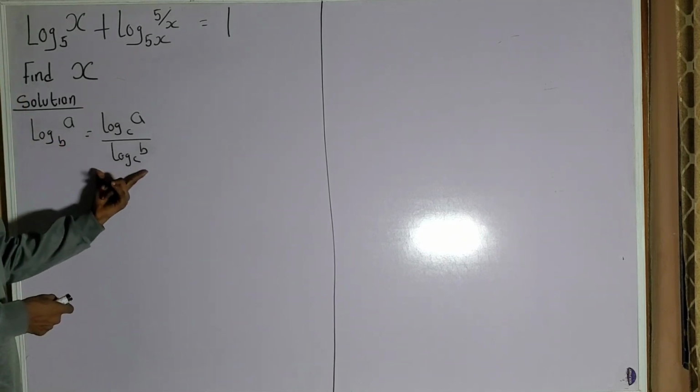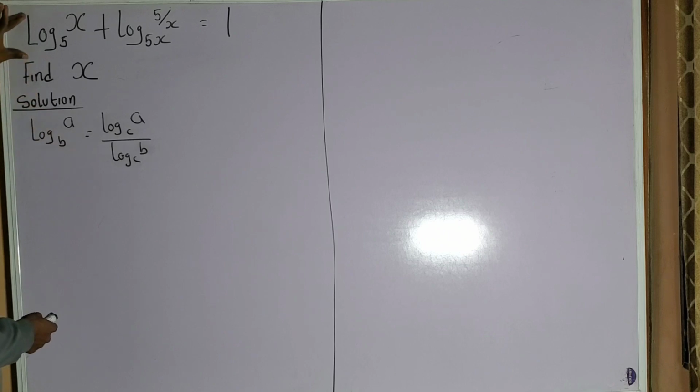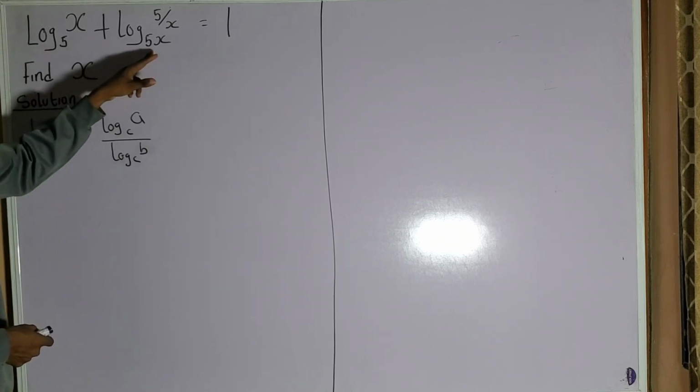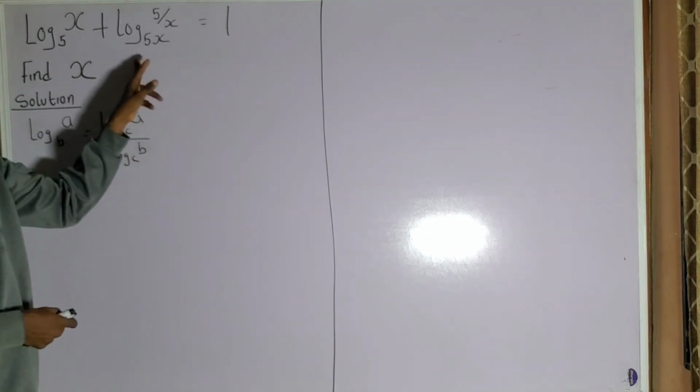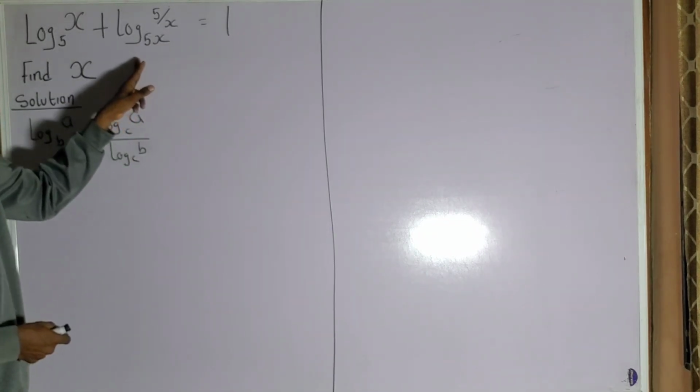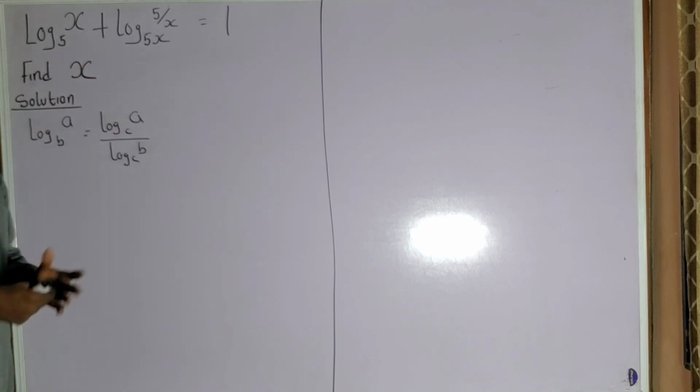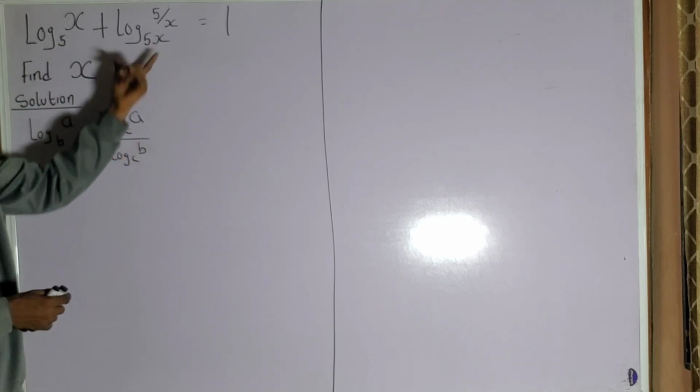The reason why I start with this is because if you look at the question, the base of the logarithm here is what? Is 5. And the base of this logarithm is what? Is 5x. So, I need to do something to this logarithm, are you getting it, so that I can have 5 as the base. That is where I'm going to change the base of this logarithm, okay?